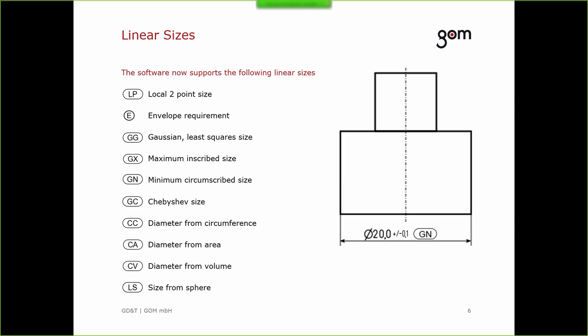The local two-point size is the default parameter when clicking on INspect linear size. It also represents, under certain circumstances, the independency principle. The independency and the envelope principle are still available as functions inside of the GD&T menu of INspect. Also Gaussian, maximum inscribed, minimum circumscribed, and Chebyshev checks are available. Diameters can be determined via the circumference, the area, the volume, and the spherical size.